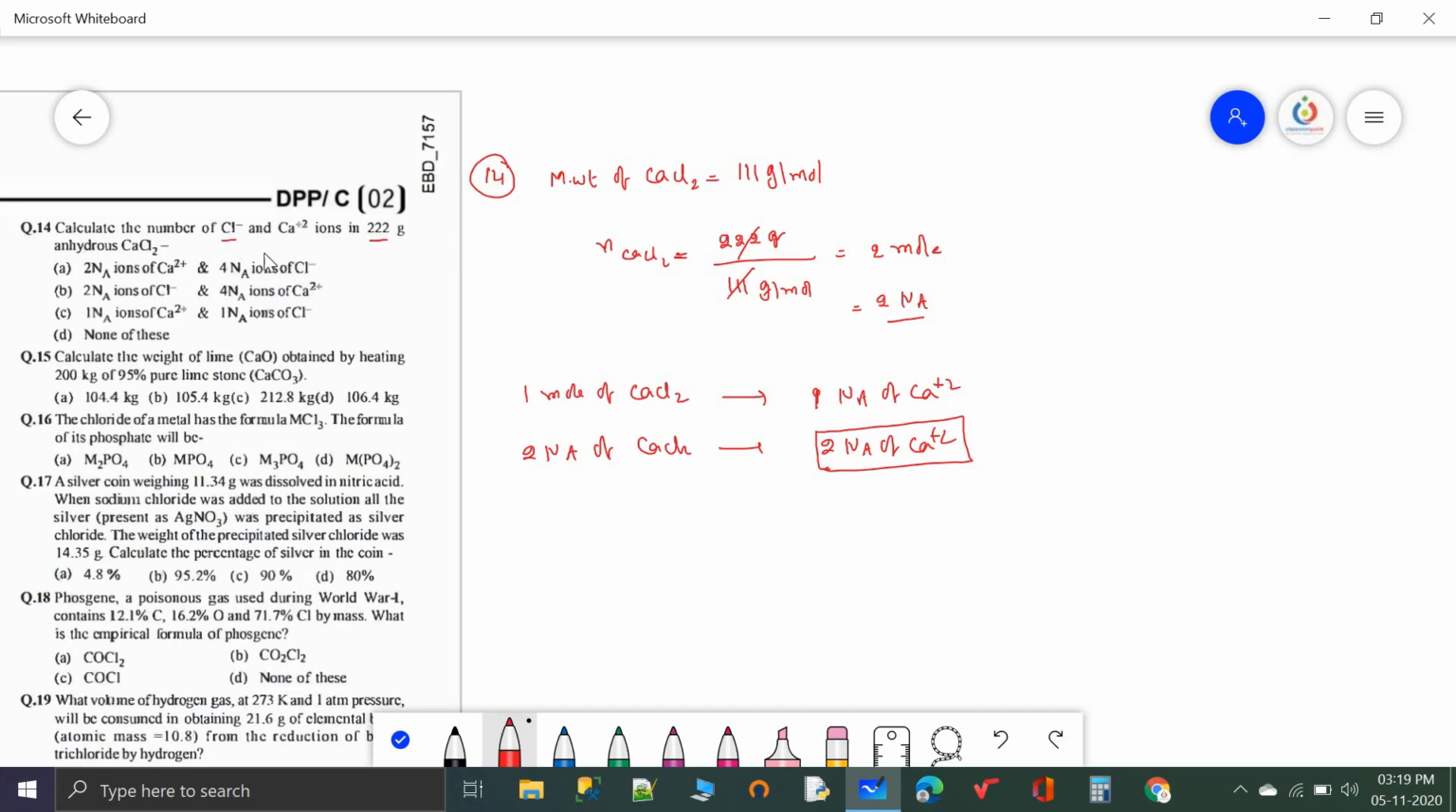They are asking about the Cl minus ions also. So here each CaCl2 has 2 Cl minus ions. Then 2 Na of CaCl2 will have how many Cl minus ions? 2 Na into 2 Cl minus, that means 4 Na of Cl minus ions. So regarding the Cl minus and Ca plus 2, none of these options are actually correct, as they did not mention respectively. Okay, sorry, it is given 2 Na of Ca plus 2 ions and 4 Na of Cl minus ions. Option A is correct.